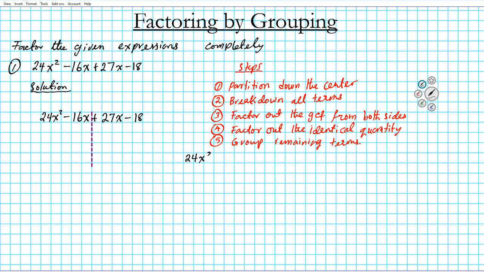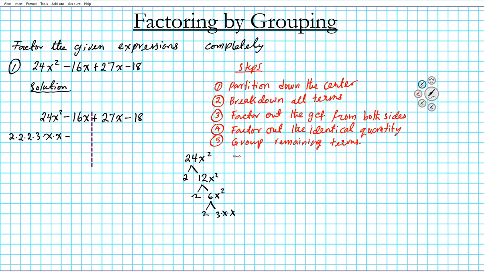If you have 24x squared as the first term, you want to break this down using prime factors only. The first prime number is 2. 2 goes into 24 because it's even: 12 times 2. 12 is even, so 2 goes into it. 2 goes into 12 6 times, and then 2 goes into 6 3 times. So times x times x. So 24x squared broken down completely is 2 times 2 times 2 times 3 times x times x.